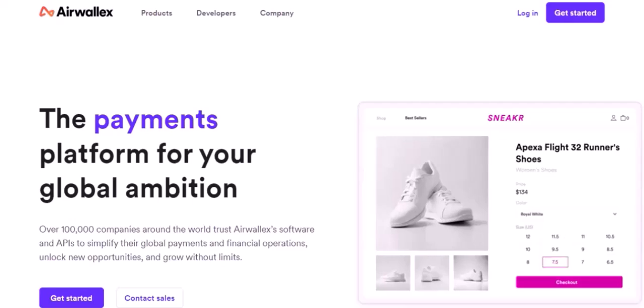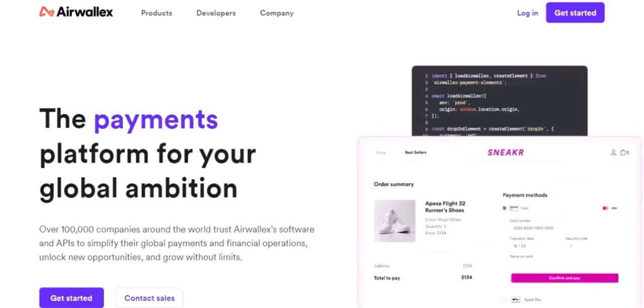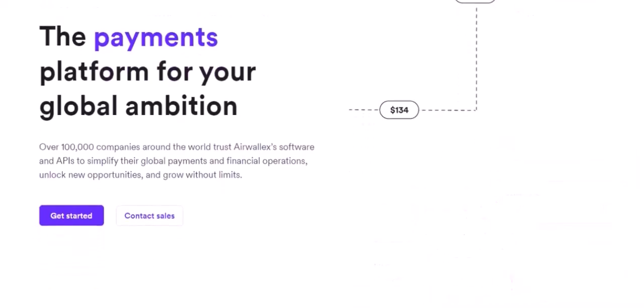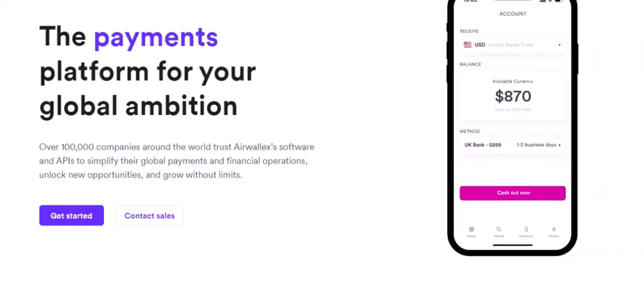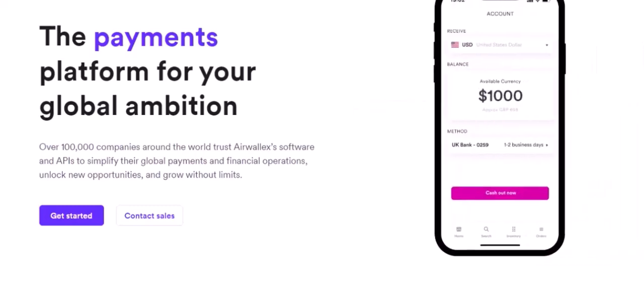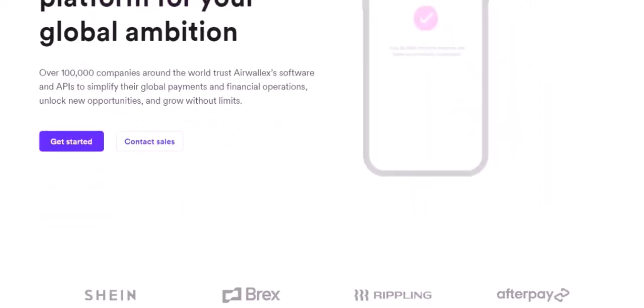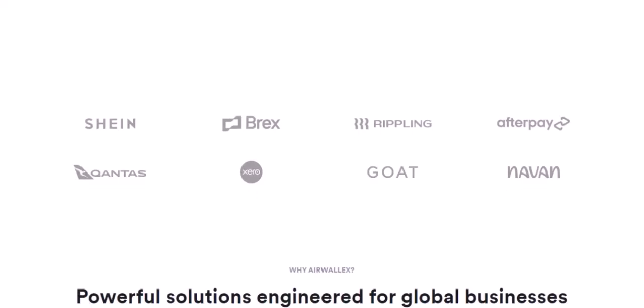The short answer is a resounding yes. Airwallex definitely allows you to transfer funds from your Airwallex balance to your bank account. However, like most financial platforms, there are a few important details you need to understand to ensure a smooth and successful transfer. First, let's talk about the process.